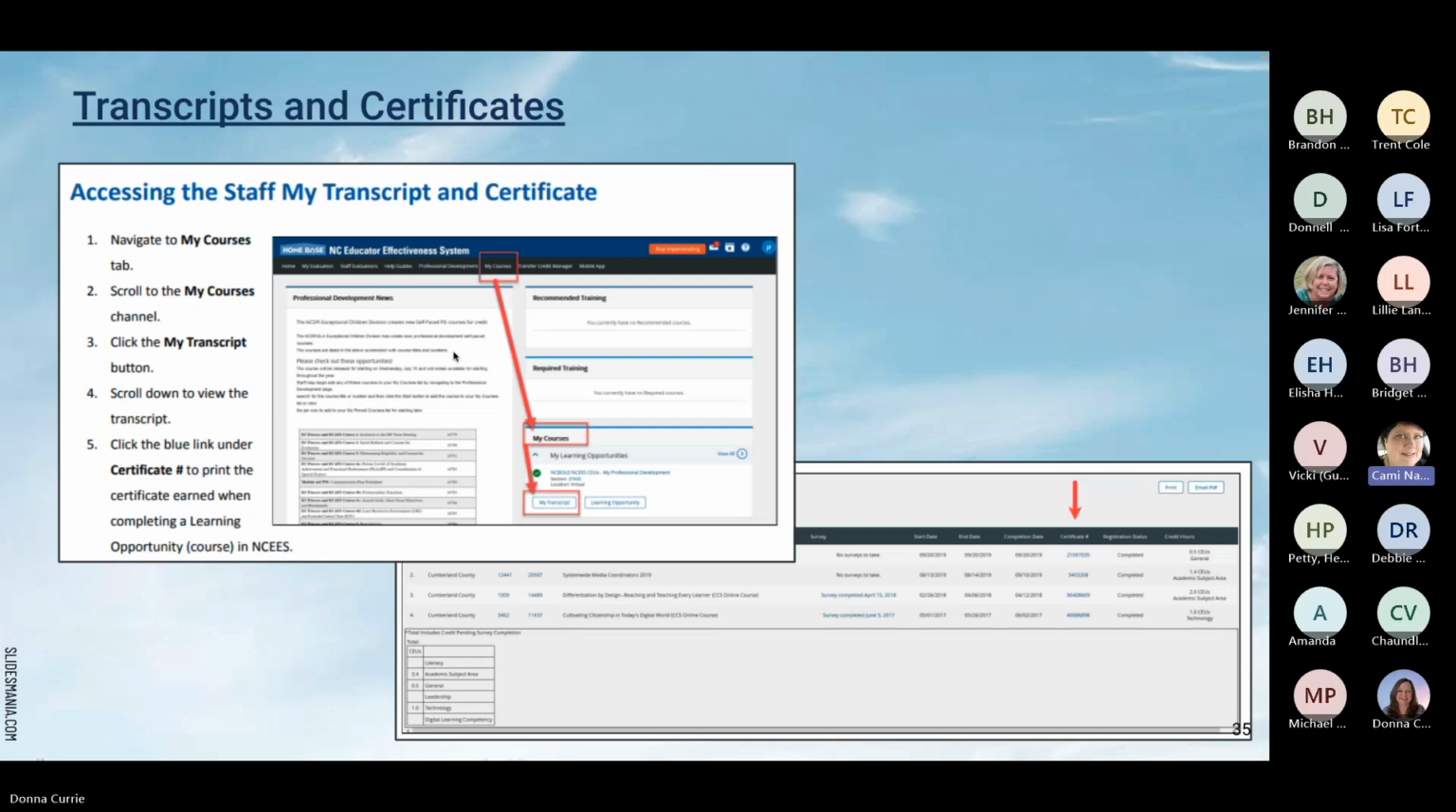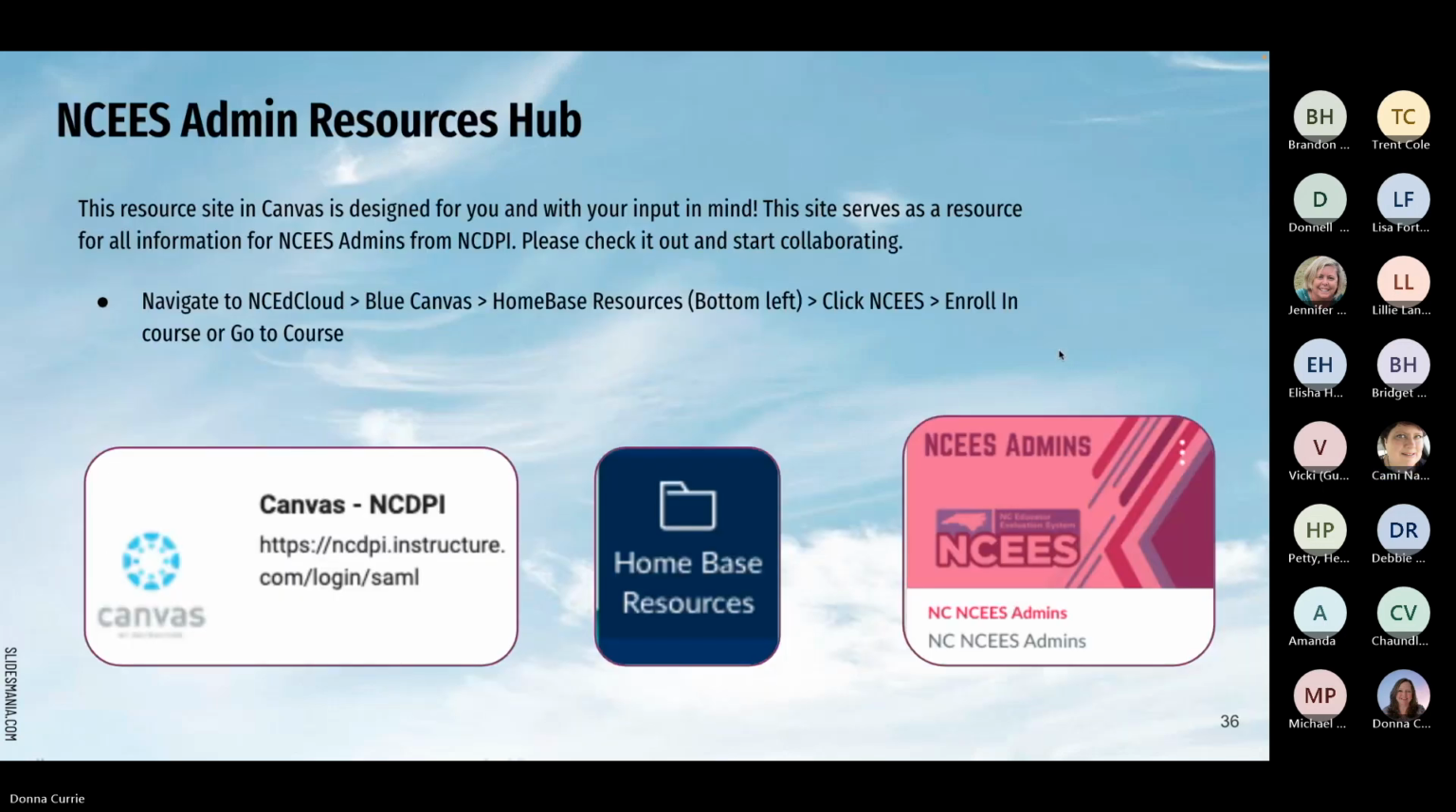Go to the My Courses container, click on the transcript button. And then once you're in the transcript, there is a column with your certificate number, and that certificate number is linked, so you can print out your certificate.